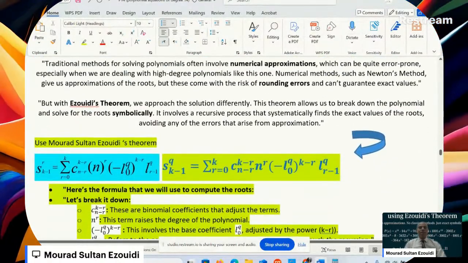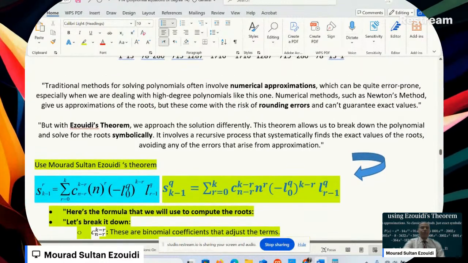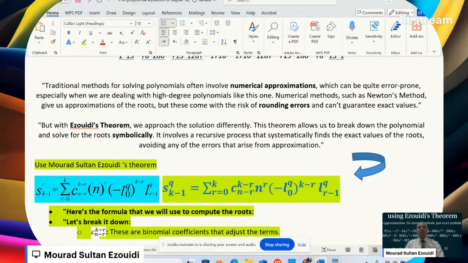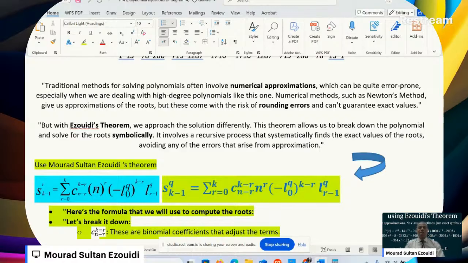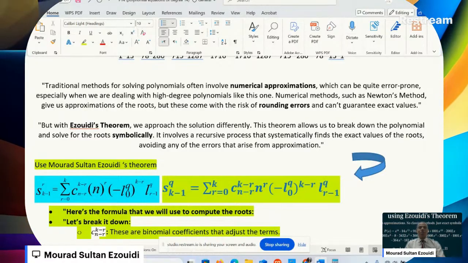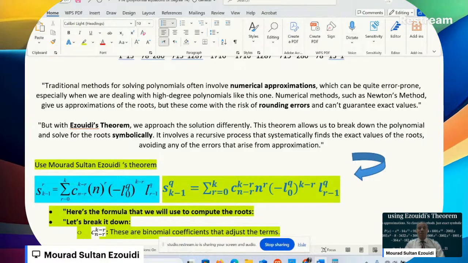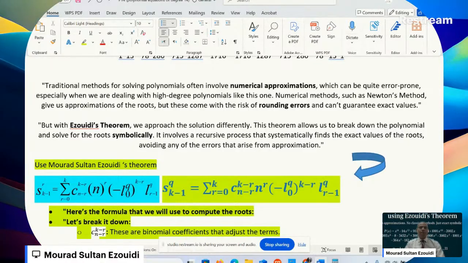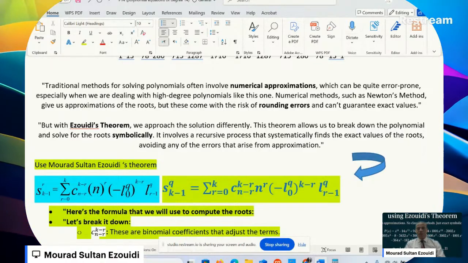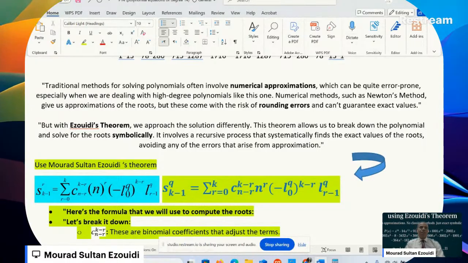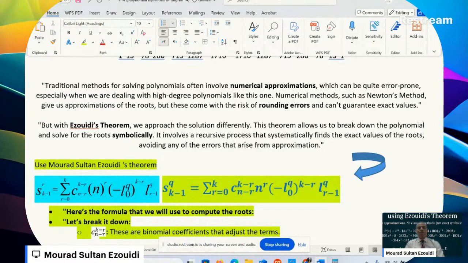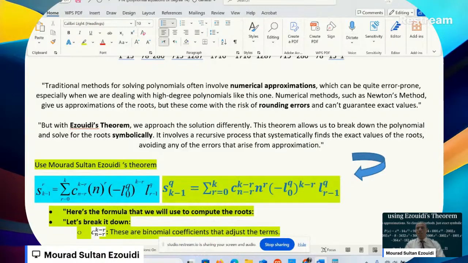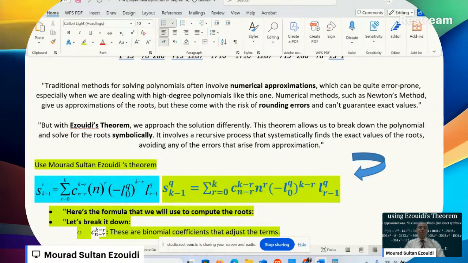So here you can see that traditional methods for solving polynomials often involve numerical approximations, which can be quite error-prone, especially when we are dealing with high-degree polynomials like this one, a 14 degree polynomial equation. It's not easy to solve, okay? Numerical methods such as Newton's method give us approximations of the roots, but this comes with the risk of rounding errors and cannot guarantee the exact values.